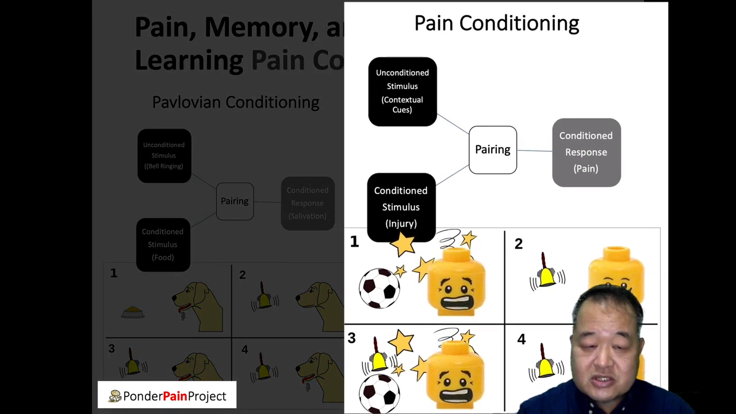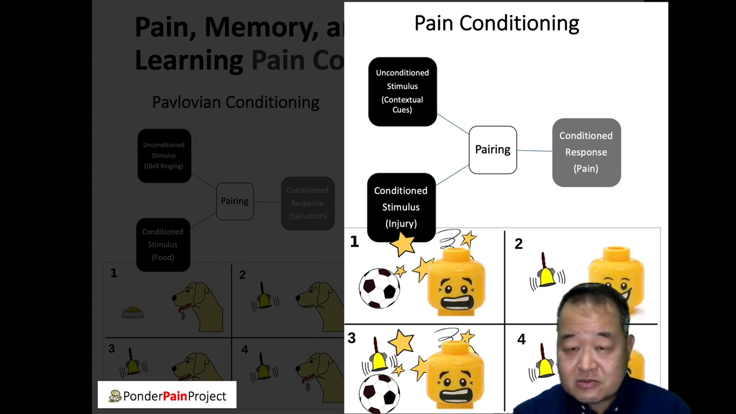So when someone's injured, they have nociceptive input that goes up to the brain. But remember at the beginning of this talk, I said we also have to realize that there are other things that are conditioned at the same time. So there are sights, there are sounds, there are smells. All these things go to the brain and they are processed at the same time. They get conditioned and paired together. And pretty soon, we have a pain response with the two of them being conditioned together.